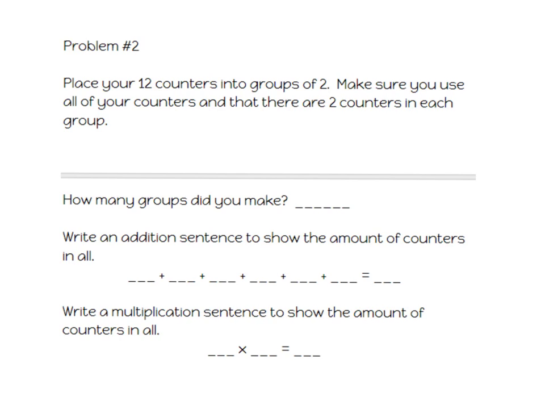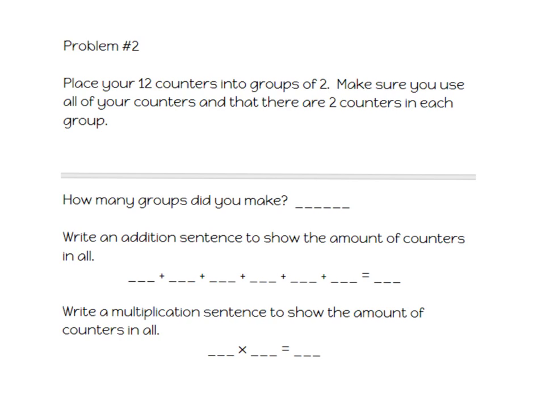Work with your partner to put your 12 counters into groups of 2. Make sure you use all of your counters and that there are 2 counters in each group. How many groups did you make? Pause the video while you work and replay when you are ready to check.